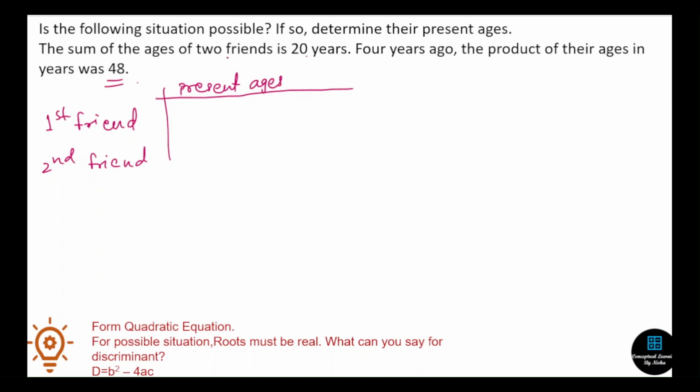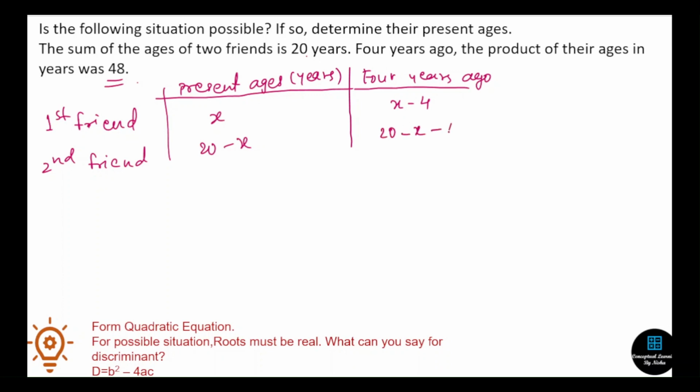Now the sum of the ages of the friends is 20 years. So if the age of the first friend is x years, the second friend's age will be 20 minus x, correct? Now, 4 years ago, the age of the first friend was x minus 4 and the second friend was 20 minus x minus 4. Most of the children make mistakes here.